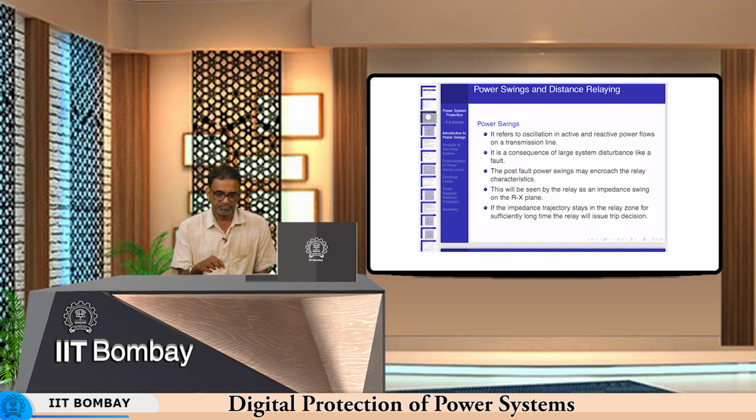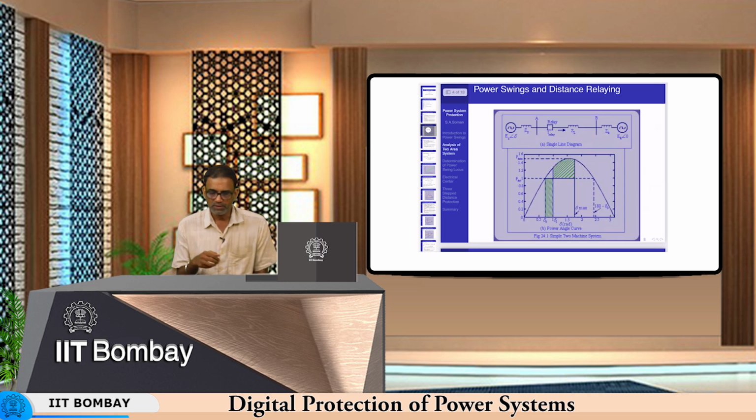Okay, so this is what it says. The impedance trajectory, if it stays in the relay zone for a sufficiently long time, meaning whatever your zone 2 or zone 3 timer is, will cause a trip. If it comes into zone 1, then there is an immediate trip decision anyway. Okay. So, here this is our commonly discussed two area system.